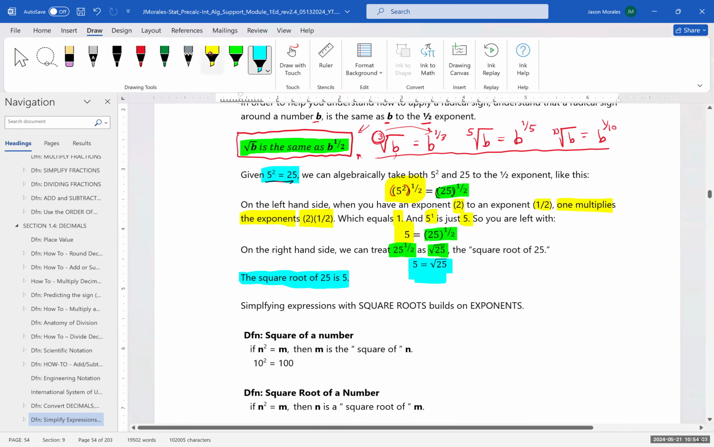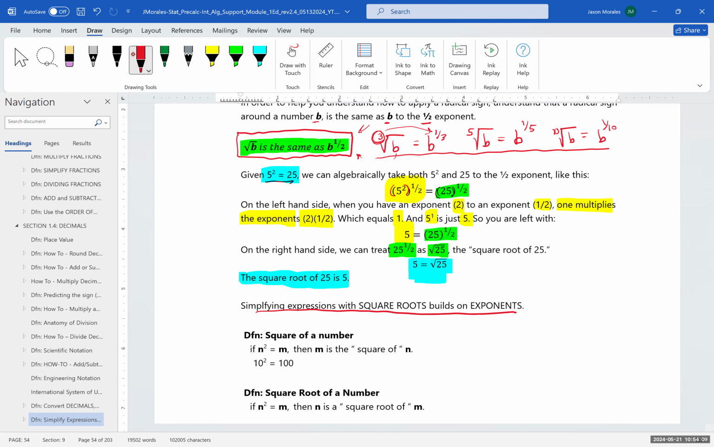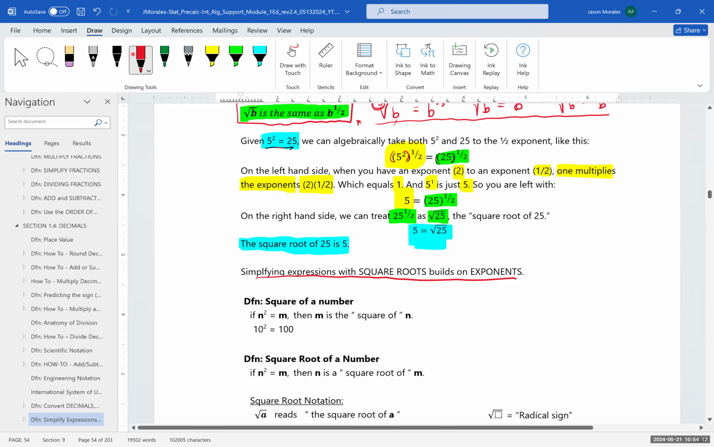So we can translate that now to simplifying expressions with square roots in the exponents. So here's the definition of the square of a number. If we have a number squared and that's equal to another number, then m is the square of n. So here we have 10 squared equals 100. 100 is the square of 10.